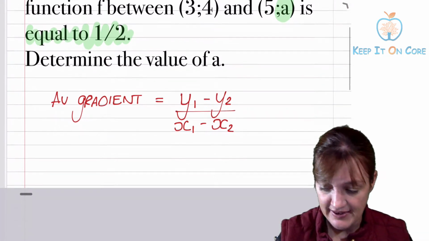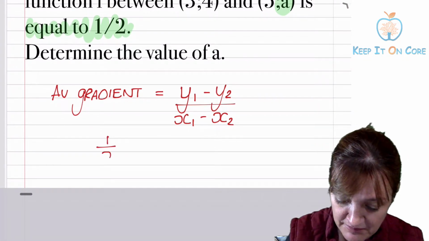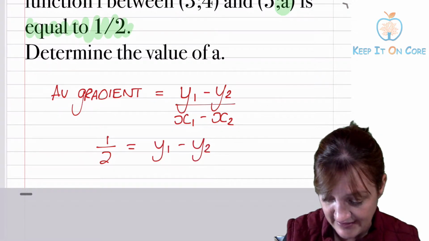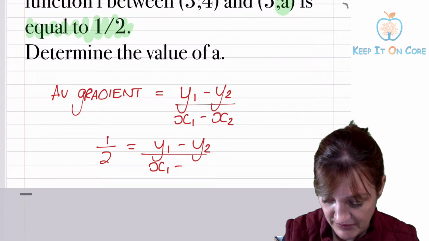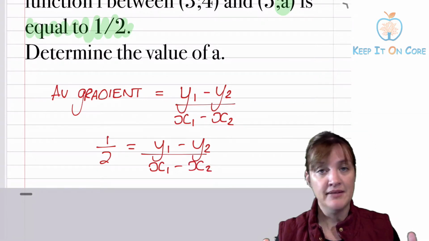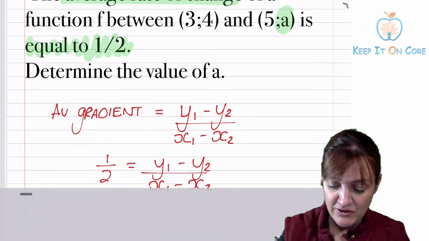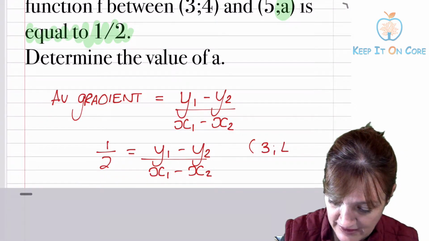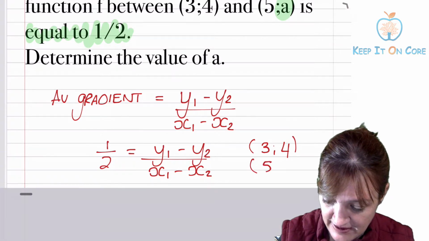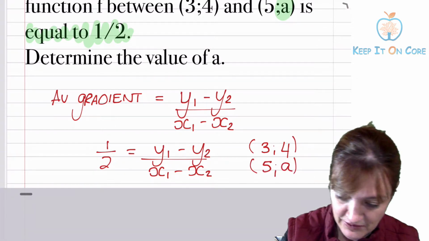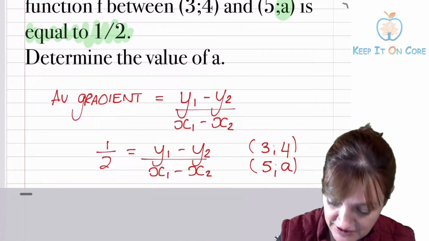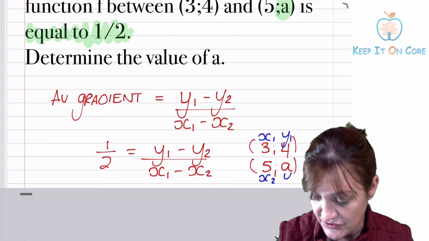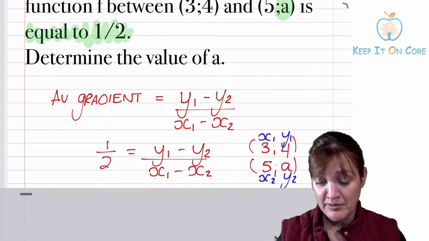Well, if that's the case, then I'm going to make my change in y over change in x equal to a half, because that is the average gradient. Super. Now they've given me two coordinate points. They gave me (3, 4), and they gave me (5, a). Obviously what I'm going to have to do is call these x1 and y1, x2 and y2, and I'm going to sub them into the equation.